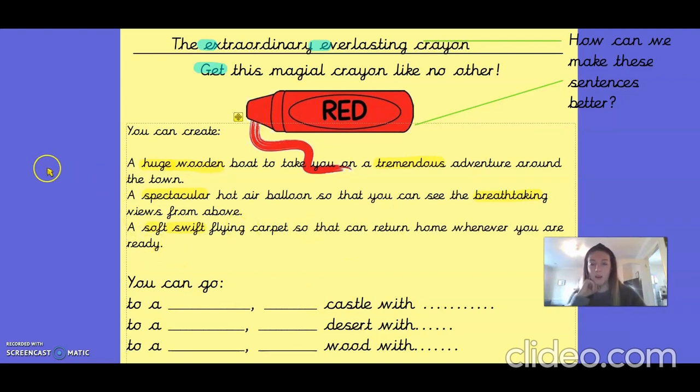So you might have come up with your own adjectives and described what they look like and where they could take you. The next section of our advert is then going to tell us where you can go with your magical red crayon. So see if you can pause the video again. Where can you go? How will you describe the castle? What's the castle like? How will you describe the desert? And how will you describe the woods? Off you go.